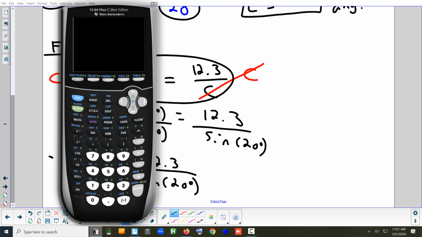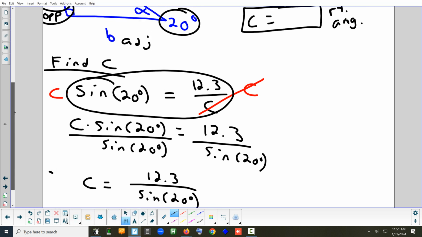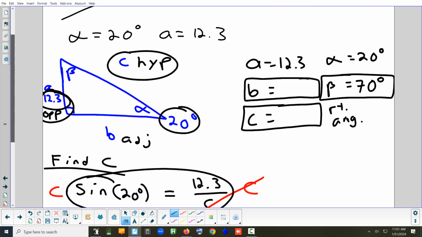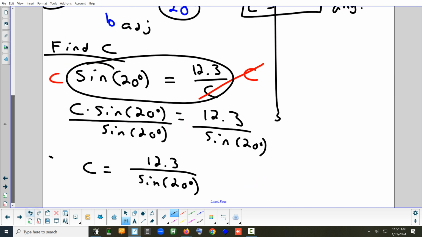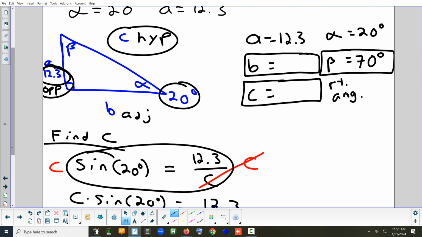Then type that in and see what you get. So 12.3 divided by sine 20. So it's about 35.963. Don't put a degree symbol on that. That's what I almost did, but it's a side. It's not an angle.